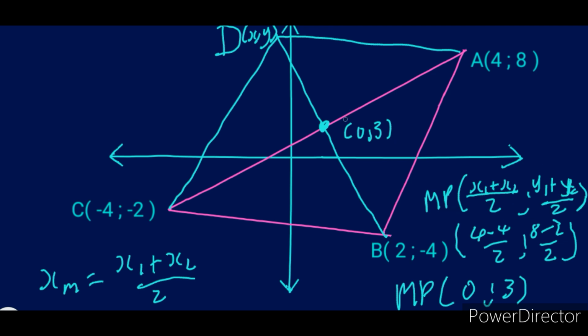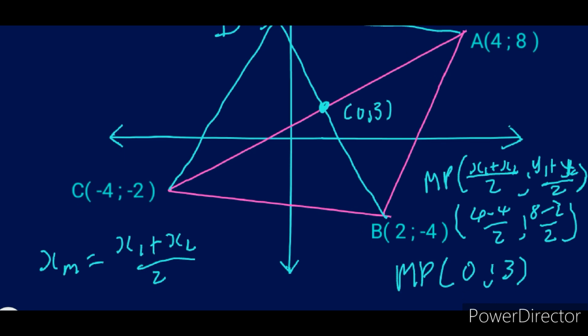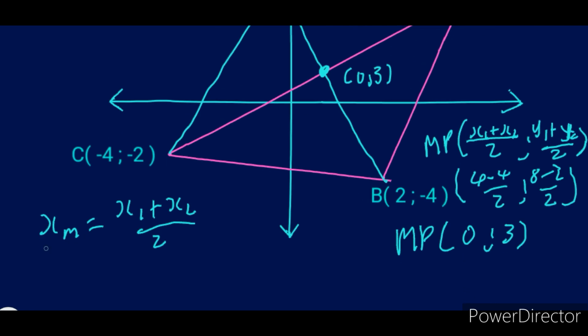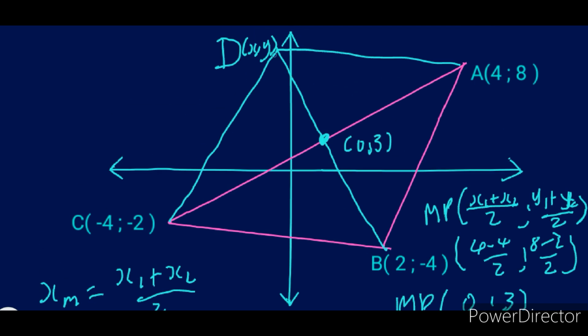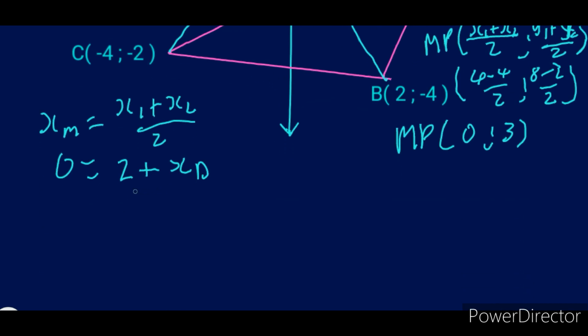So in this case, we know the midpoint, we want to find the outer point. So we cannot use the formula exactly in this way. So we have to split the formula. So now we'll say the x value of the midpoint, which is 0, which is what we found, is equal to the x value of B, which is 2, plus the x value of, let's call this the x value of D, because D is what we're looking for, divided by 2.